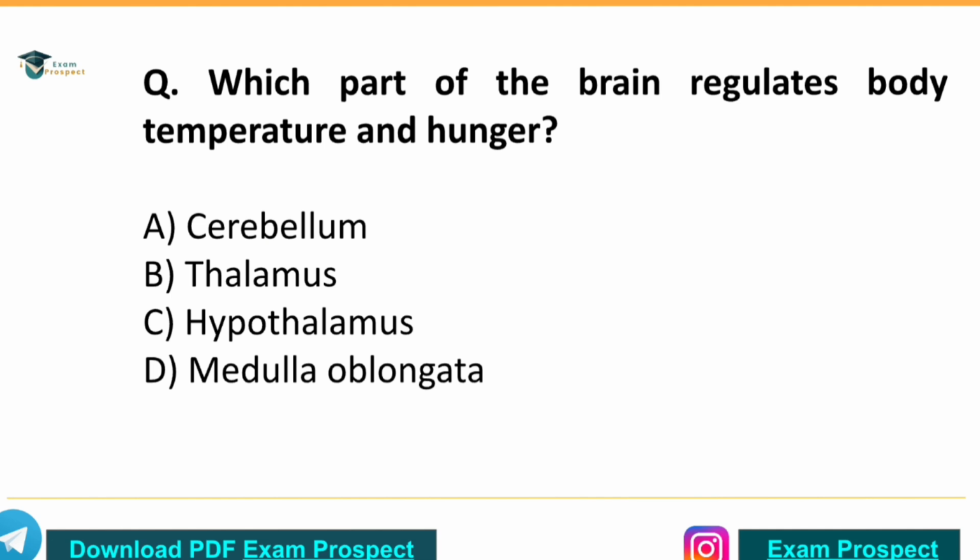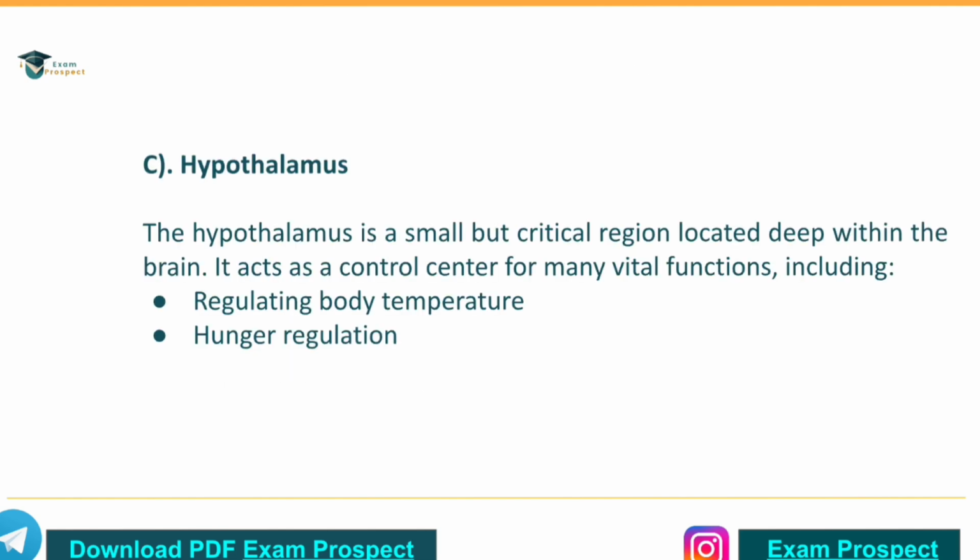Next question, which part of the brain regulates body temperature and hunger? Correct answer is option C, hypothalamus. The hypothalamus is a small but critical region located deep within the brain. It acts as a control center for many vital functions, including regulating body temperature and hunger regulation.